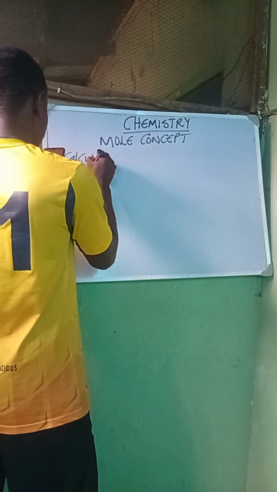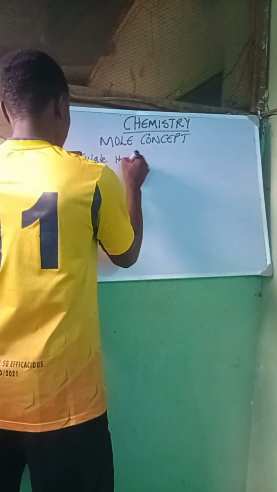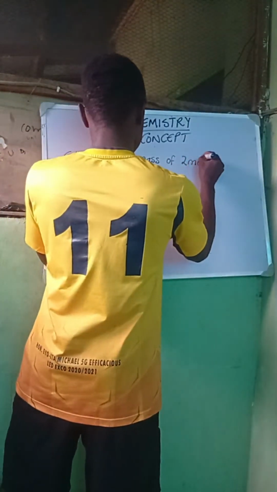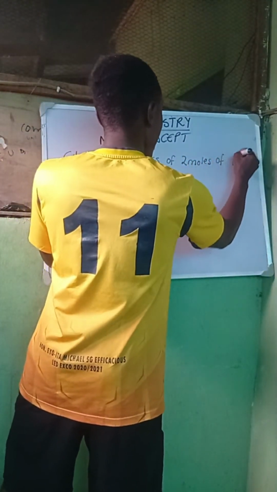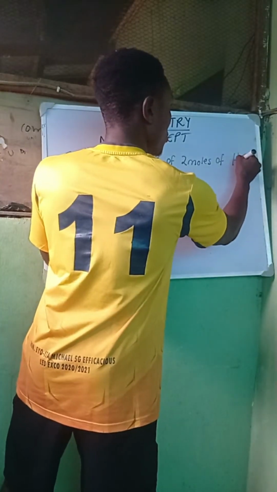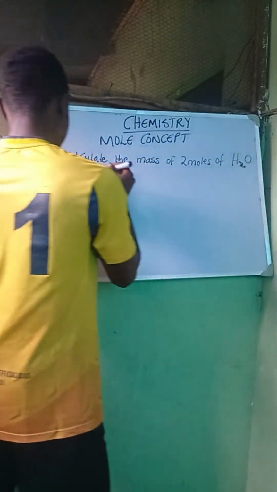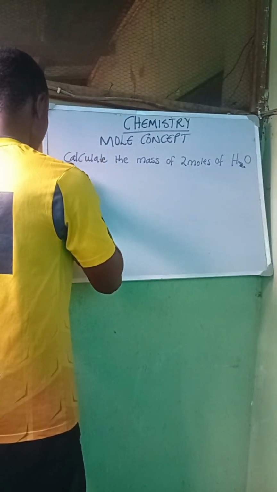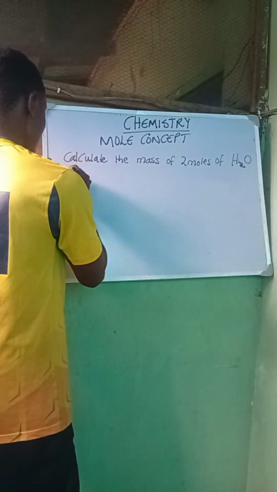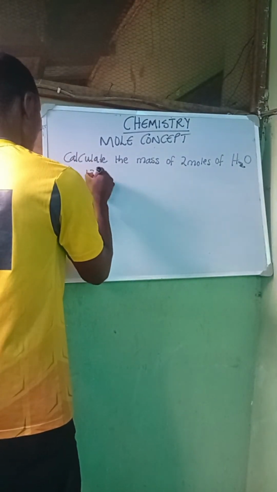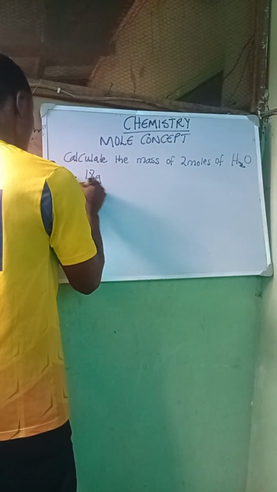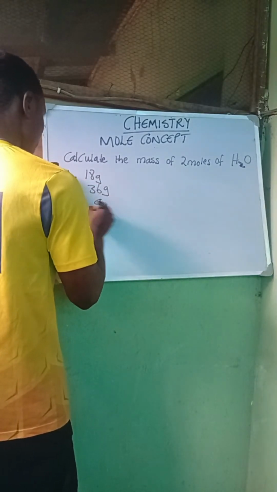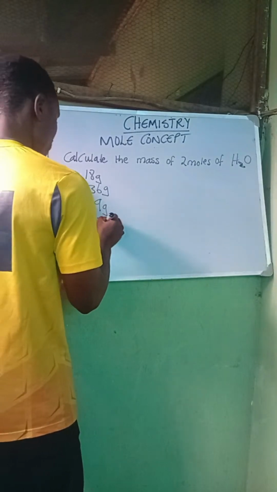Calculate the mass of 2 moles of H2O. H2O is what? Water. We have options: A, 18 gram, B, 36 gram, C, 9 gram, and D, 12 gram.